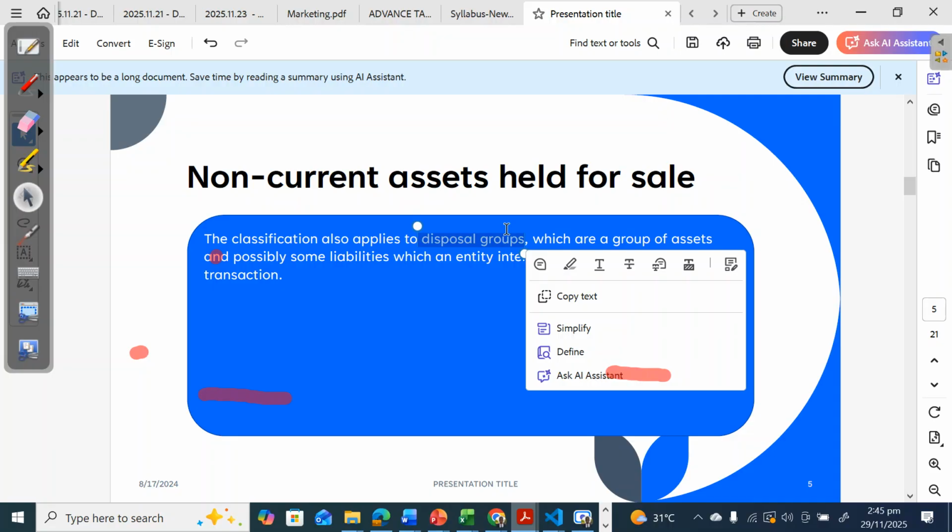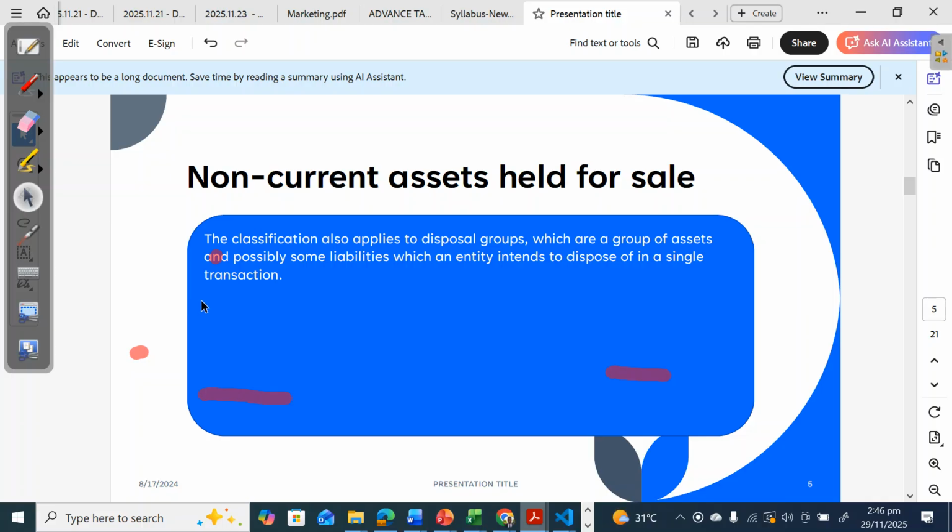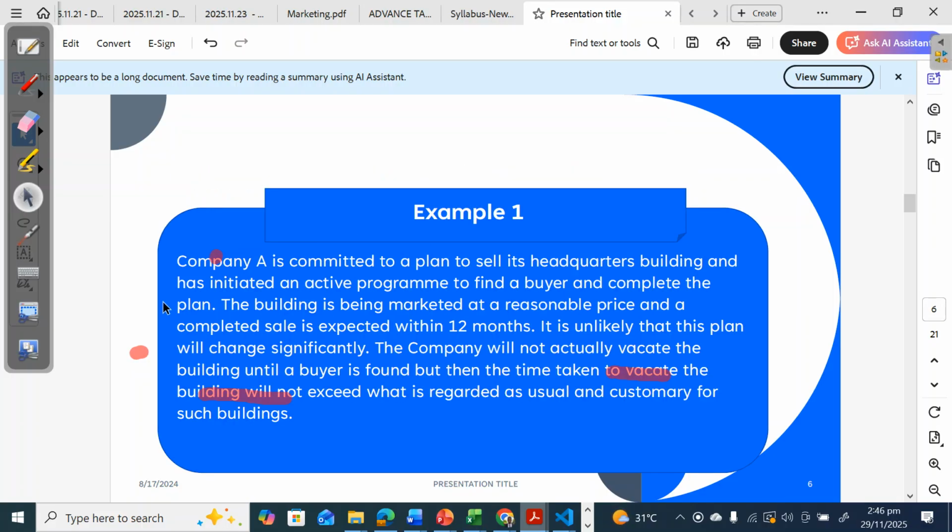So an individual asset, maybe just one asset, can be classified as held for sale. A group of assets can also be classified as held for sale. Okay, let's look at a simple illustration here and see whether we can classify the asset as held for sale.